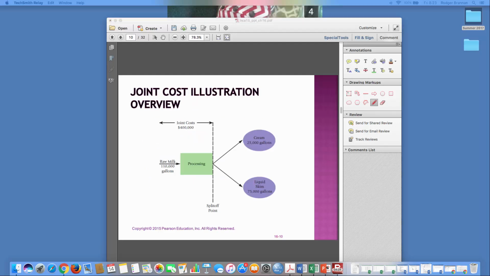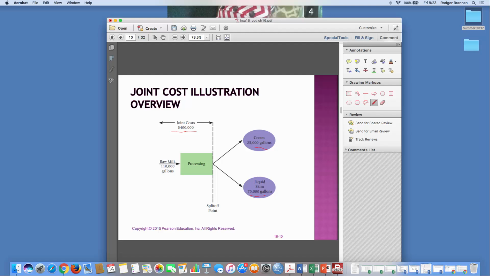All right, we'll look at a relatively simple example where the joint costs are $400,000, and the input is 110,000 gallons of milk. In this case, we have two outputs, cream and liquid skim, and relative amounts of each. As I said the other day, if I'm going to allocate this based on physical measures, in this case they have a common physical measure.